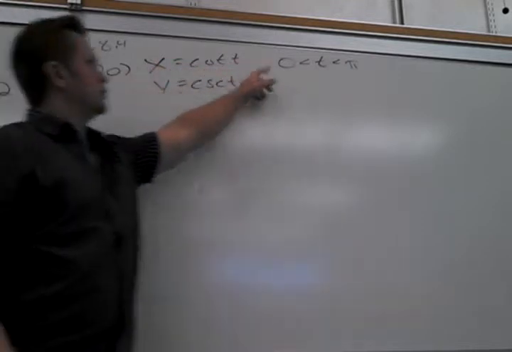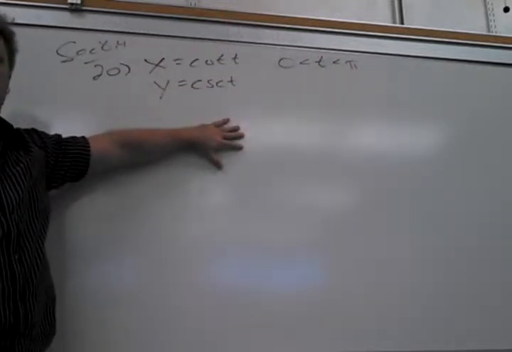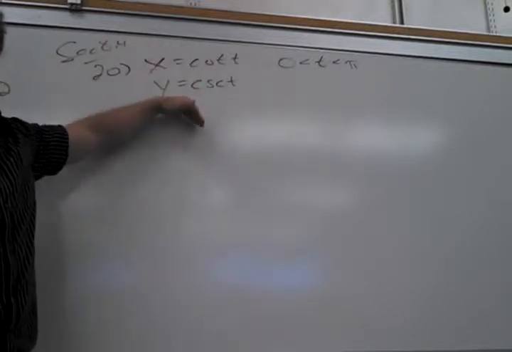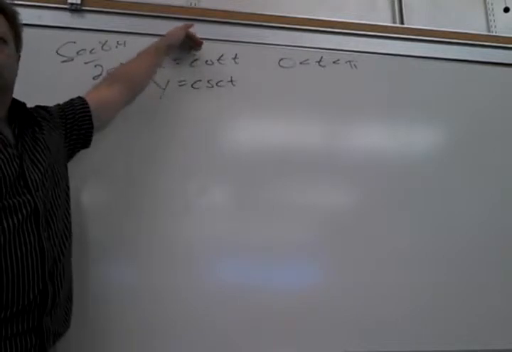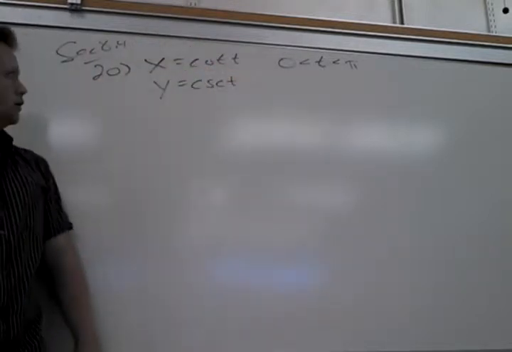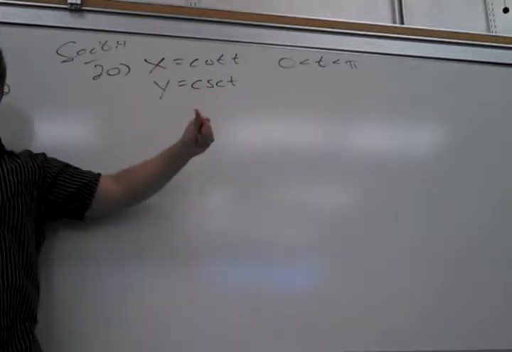I'm not allowed to go to 0 or pi, and of course, why is that true? Which one has a problem? Cotangent. Why would cotangent have a problem? Because sine is on the bottom, and sine at 0 and pi is 0. Right, and of course sine is on the bottom here too. So how are we doing so far?